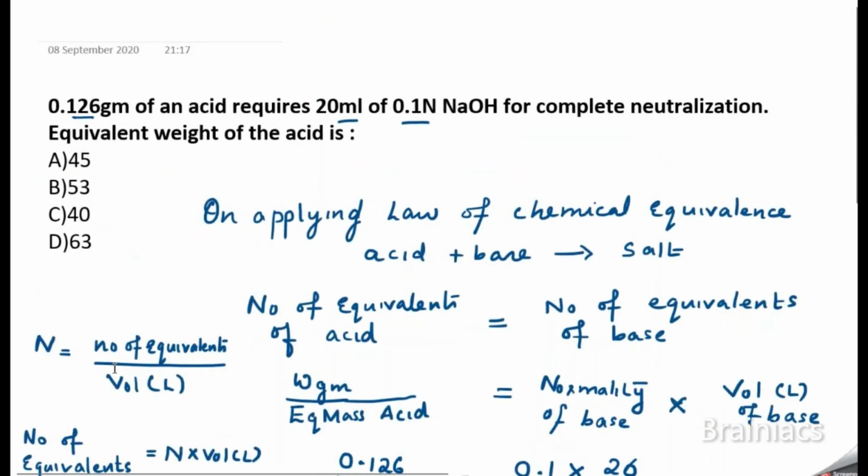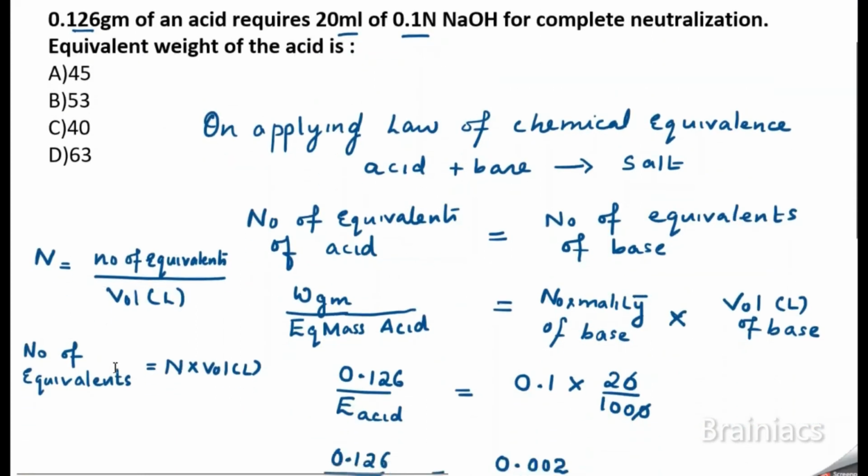So if you look at the options, what should be the answer here? So I can say the answer here is option D, that is 63. Okay, I hope you understood the concept. The concept is very simple. I am applying just the law of chemical equivalence, which states that the number of equivalents of the reacting species should be equal to the number of equivalents of the products formed.